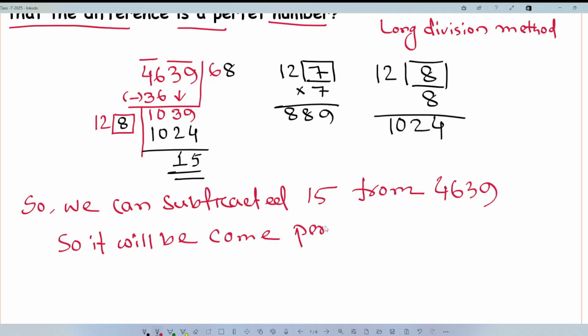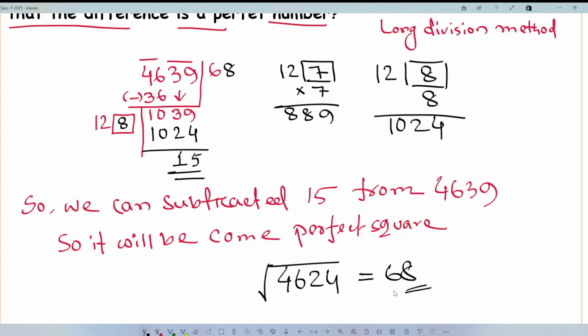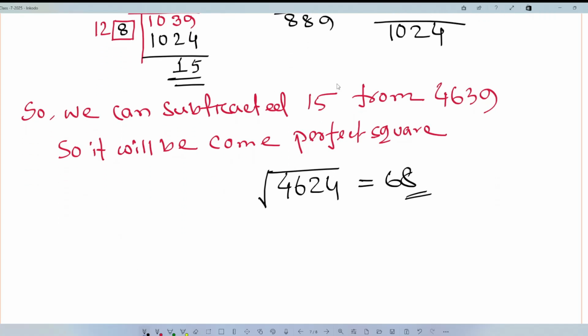So it will become a perfect square, right? Look, the remainder is 15, so the value is 4639 minus 15, which becomes 4624. Look, 4624. Once we take the square root, it will become 68, right? So our answer is 15. Thank you.